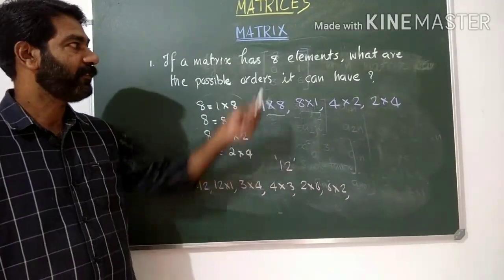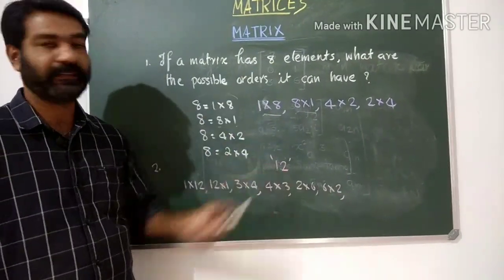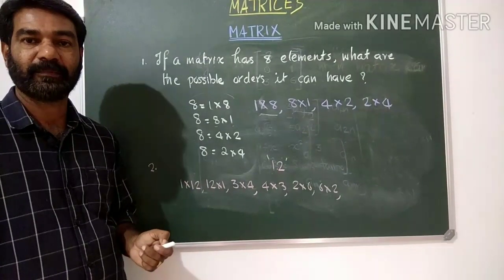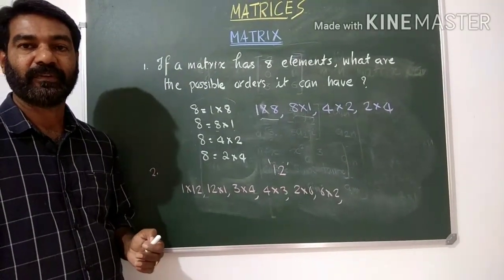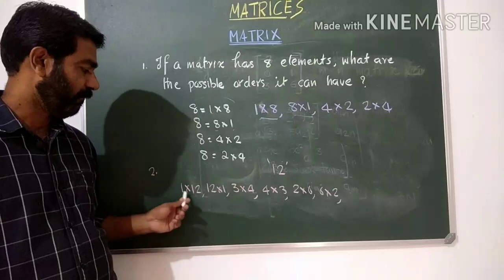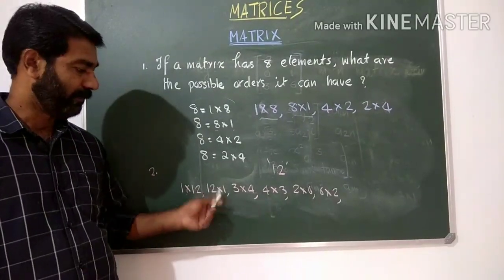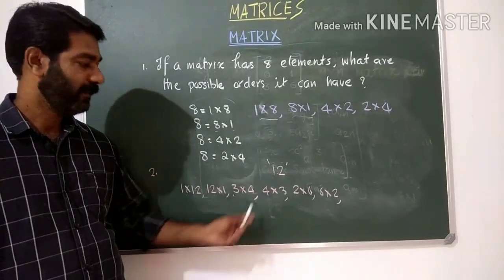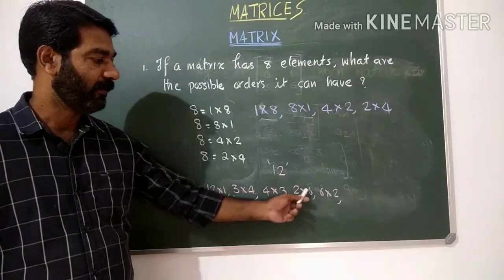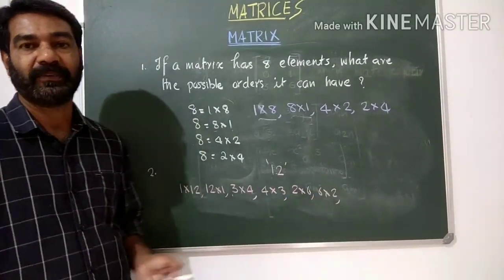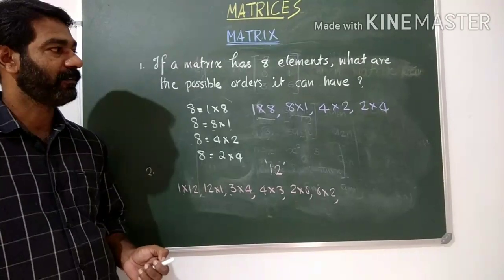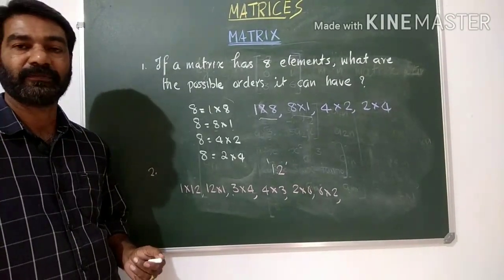Another example is, instead of 8, suppose there are 12 elements in a matrix. So what are the possible orders? It may be 1 by 12, 12 by 1, 3 by 4, 4 by 3, 2 by 6, and 6 by 2. So, these are very important questions asked in examinations for 1 mark.